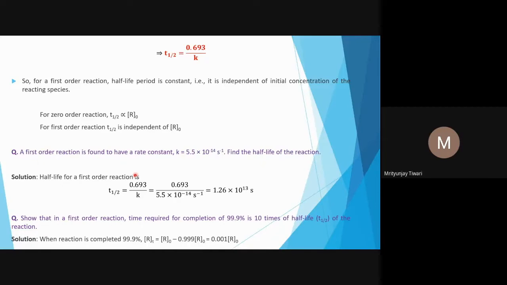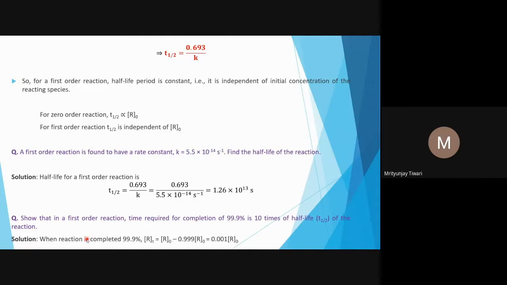A first order reaction is found to have a rate constant K equal to 5.5 into 10 to the power minus 14 per second. Find the half life of the reaction. You can apply this equation directly. The half life of a first order reaction is T half equal to 0.693 divided by K. The value of K is already given, which is 5.5 into 10 to the power minus 14 second inverse. So 0.693 divided by 5.5 into 10 to the power minus 14 second inverse will be equal to 1.26 into 10 to the power 13 seconds.